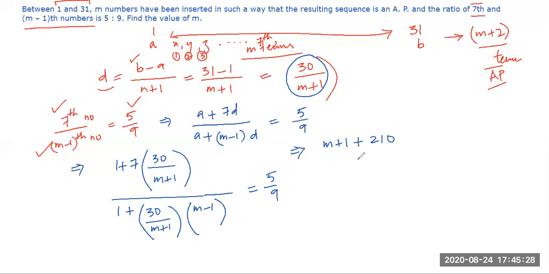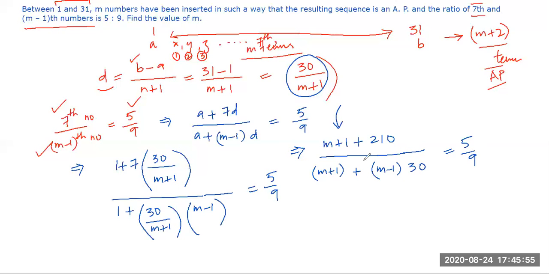210. Am I right? Again, here you take m plus 1 as LCM. So it becomes m plus 1 instead of 1, then plus m minus 1 into 30. Am I right? It is equal to 5 by 9 because m plus 1 and m plus 1 are both in the denominators, they will cancel. Is it right, students? Have you understood till now?